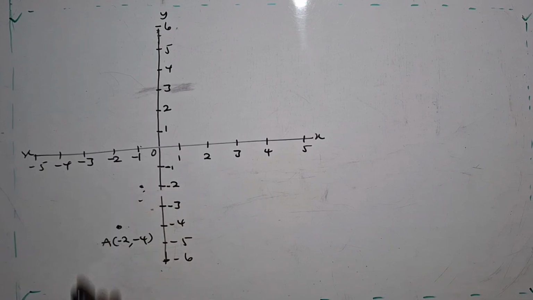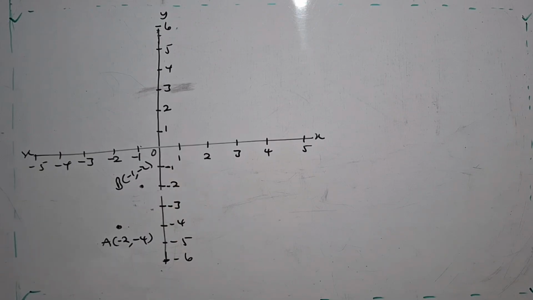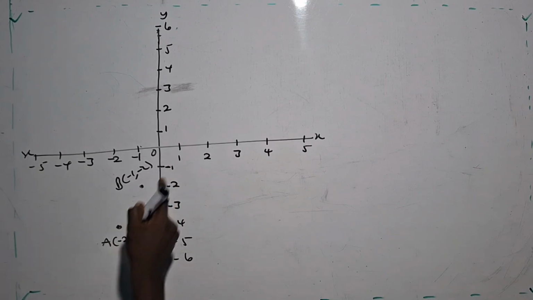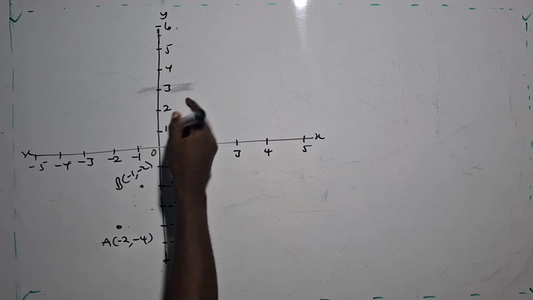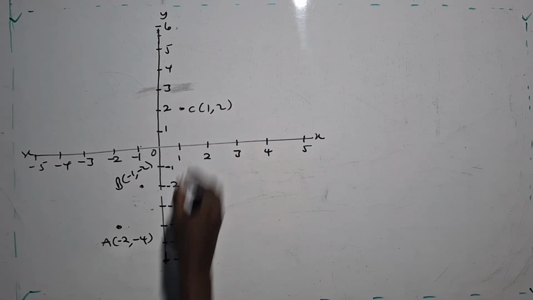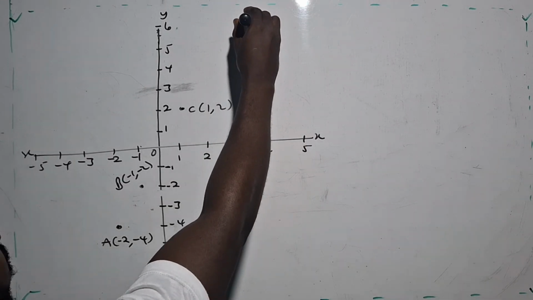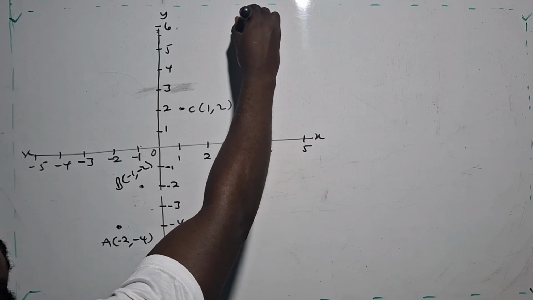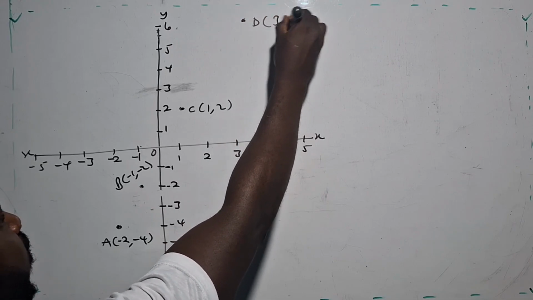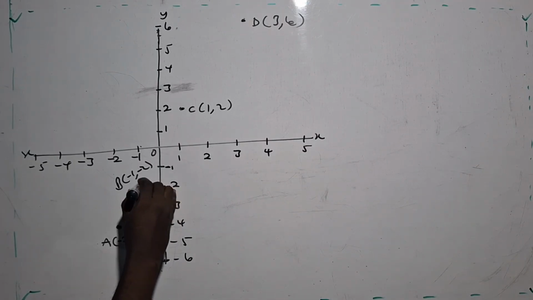-1, so the B, let me write it here. B, -1, 2. Then C is 1, 2. So 1 here and 2 on the y. Let's say they will meet here. So C, 1, 2. Then D is 3, 6. 3 here and 6 on the y. They will meet somewhere here. So D, 3, 6. These are the points we are expecting on the graph.